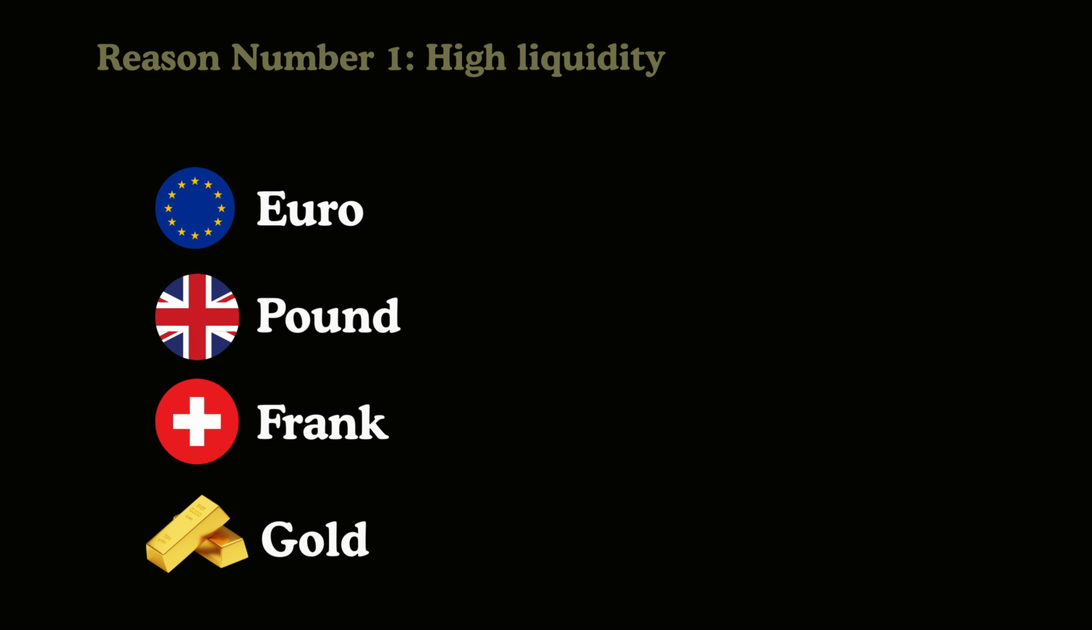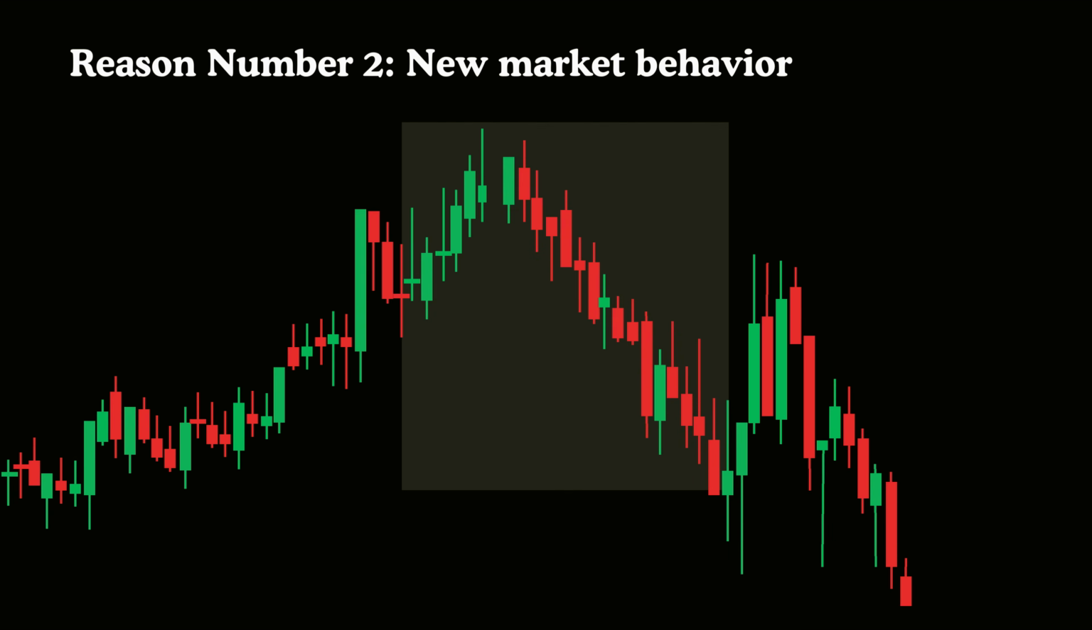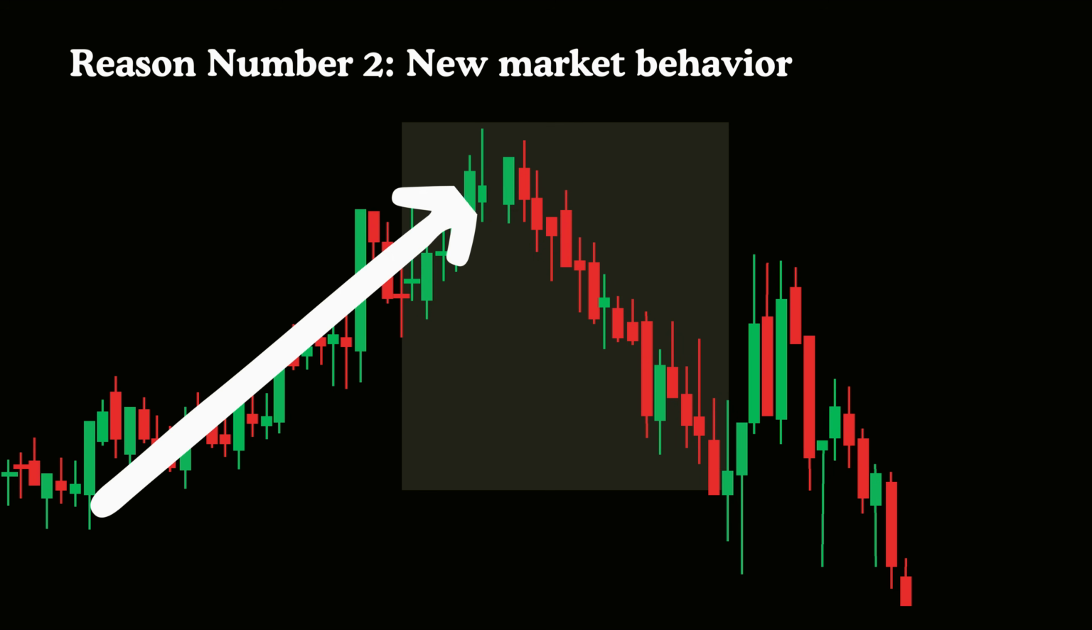The second key point is that as the London session opens, fresh market participants enter the scene, causing price behavior to differ from what we see during the Asian session. This can lead to the emergence of new trends forming on the chart.